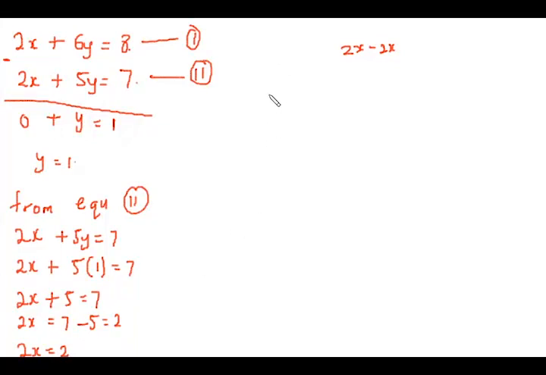Then 2x equals 2. I'd have to divide through by 2 to get my value of x. So it's 2 over 2, and I have x equals 2 over 2, which is 1. So that means my x value for this particular question is 1, and my y value for this particular question is 1.